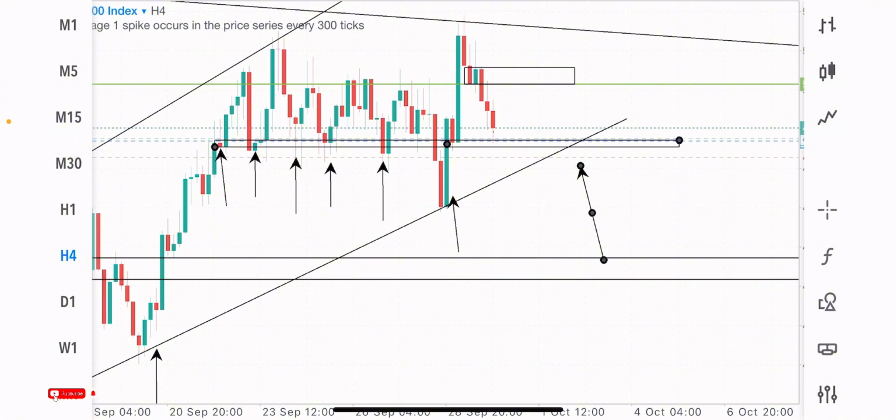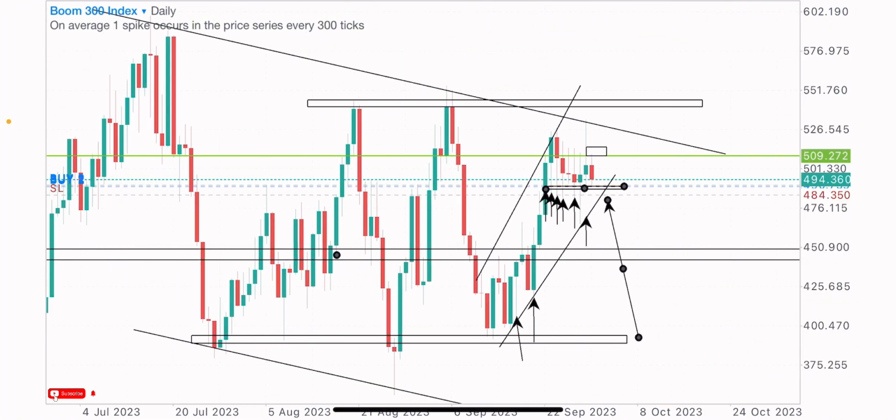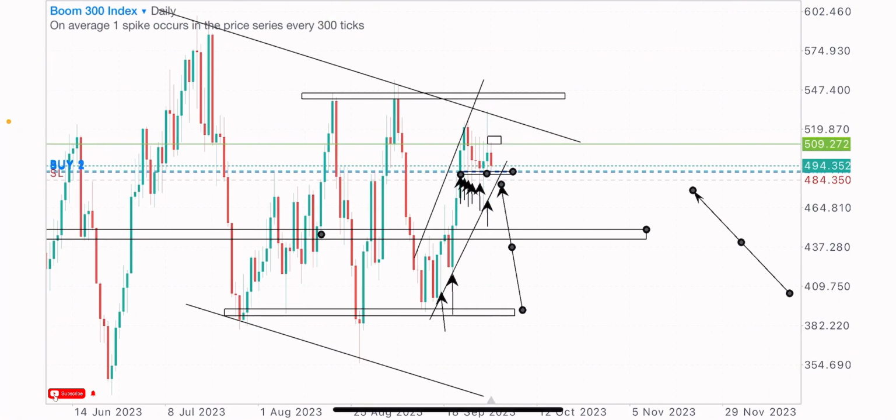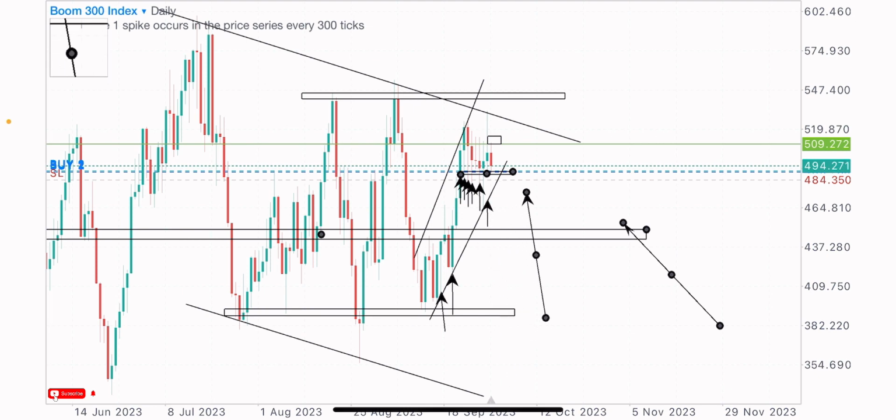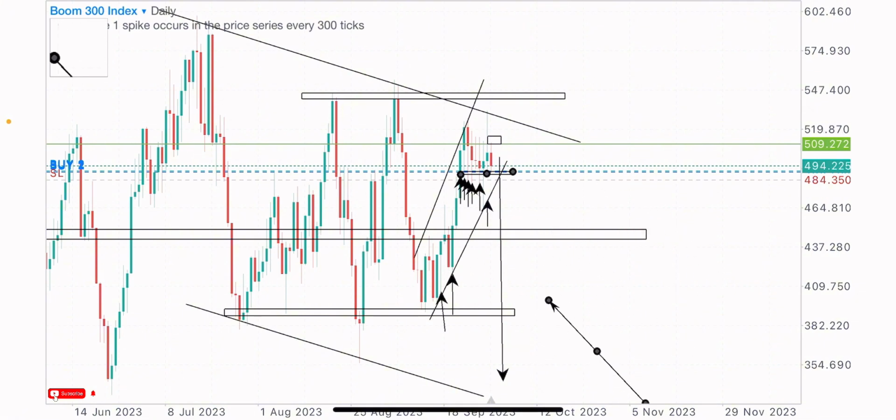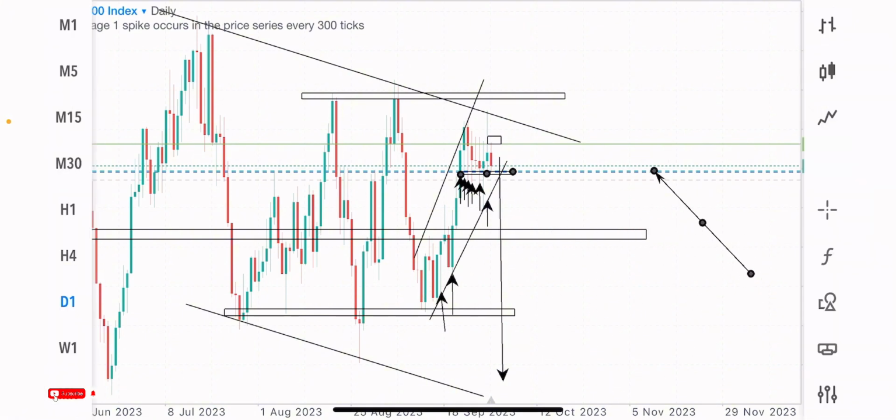Remember, we're in a downtrend generally. We're just taking advantage of these short-term buys. On the daily time frame, market is in a downtrend. Price is creating lower highs and lower lows. So long-term sells expected on this index to this level. I'm expecting the sells to this zone, right? More long-term sells expected on Boom 300 index. So we're just taking advantage of the short-term buys on this index.